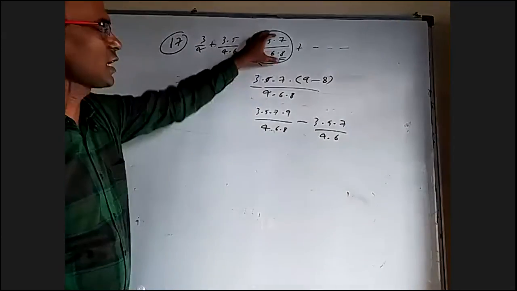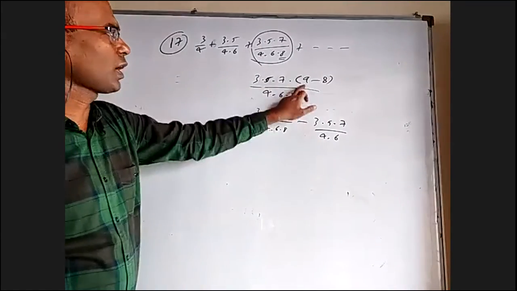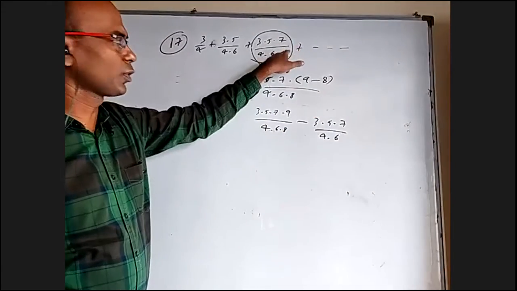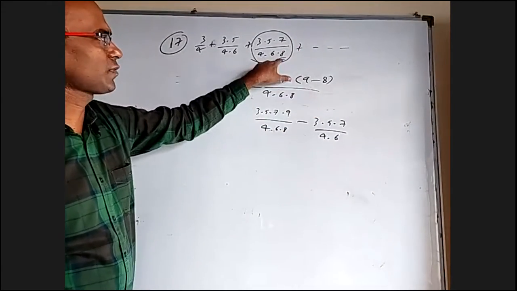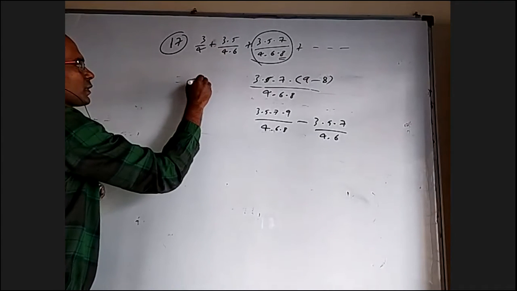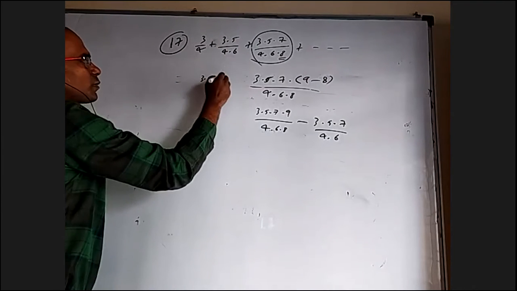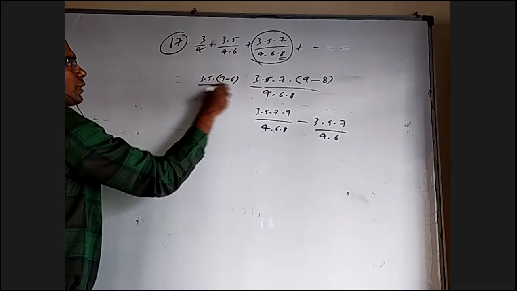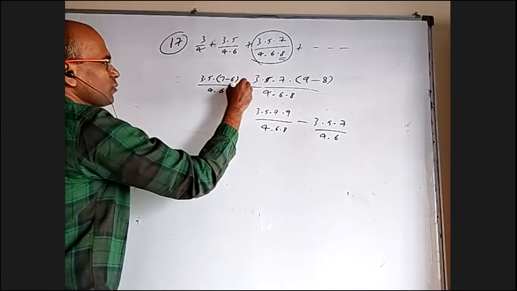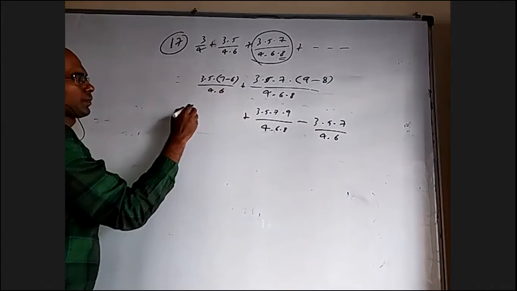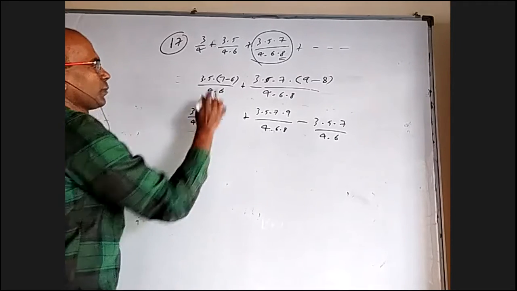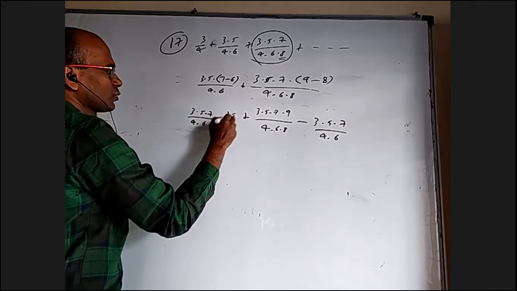This I wrote as a difference of two things. What is this, 9 minus 8? The next number in the arithmetic progression of the numerator minus the last term of the denominator directly. How am I going to write this? 3 into 5, I am going to write 7 minus 6 by 4 into 6, the next number here minus this. When I split that, how is it going to come? 3 into 5 into 7 by 4 into 6 minus, 6 will cancel, 3 into 5 by 4.